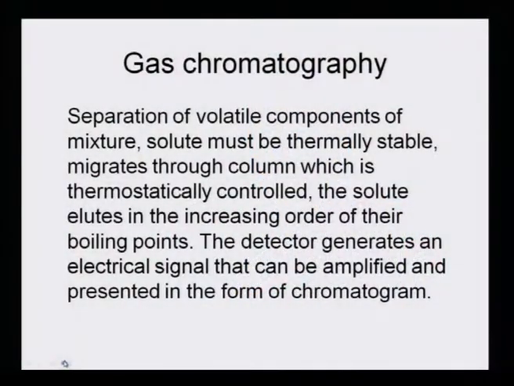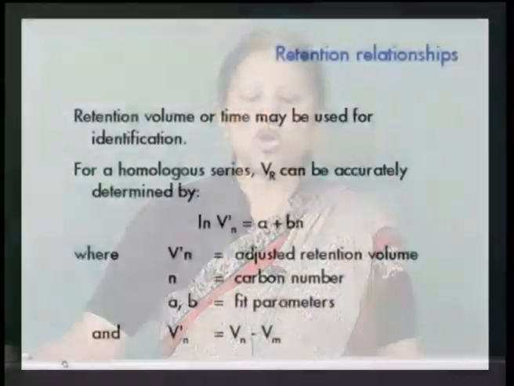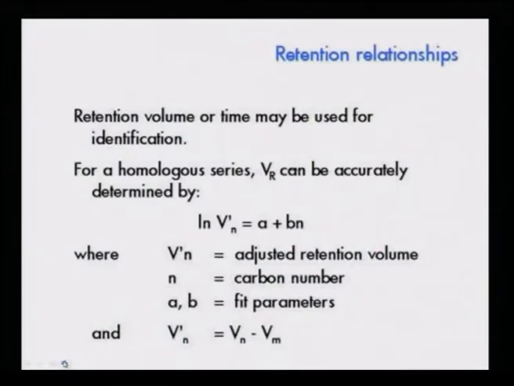The detector generates an electrical signal that can be amplified and presented in the form of a graph or a chromatogram. So, the data that is generated from a chromatographic machine is called a chromatogram. Now, these terms must be very clear when we are talking in terms of chemistry, in terms of analysis. Retention relationship: retention volume or time may be used for identification.